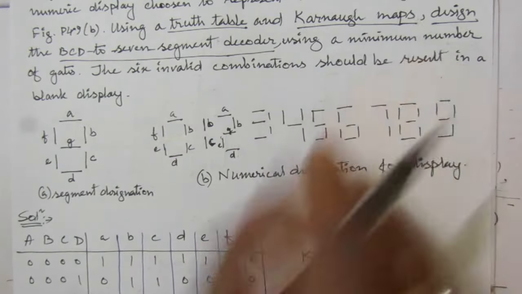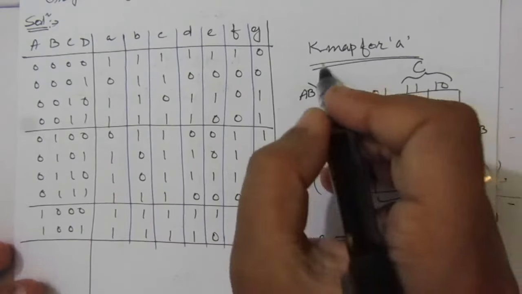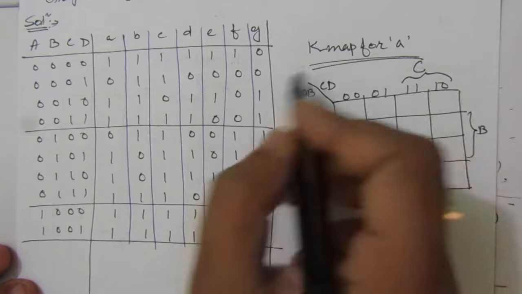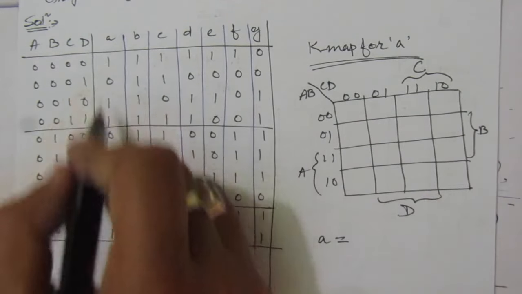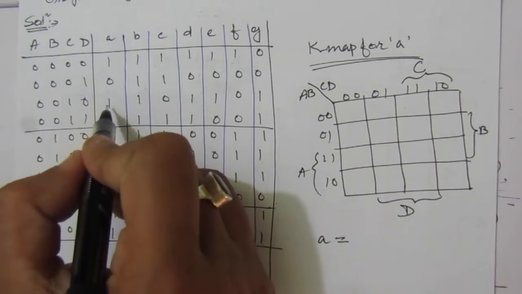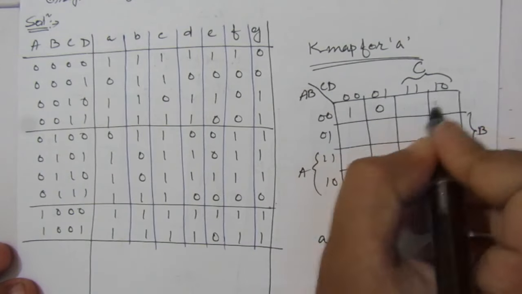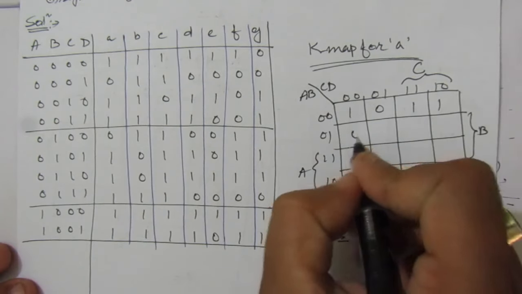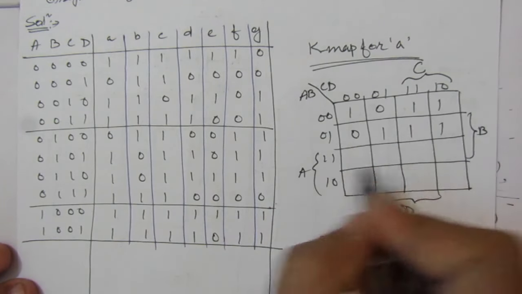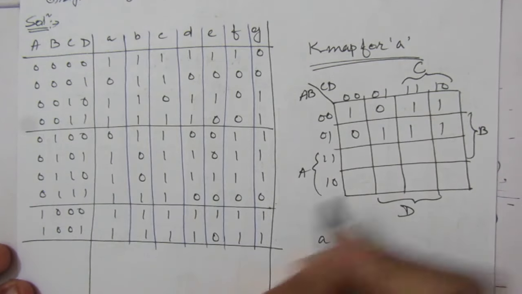Now we have to make the Karnaugh maps. So for the Karnaugh map for A, we have to put the values of A in this map. Let us put these values: 1 0 1 1, 1 0 1 1, then we have 0 1 1 1, 0 1 1 1. Then we have 1 1 1 1.